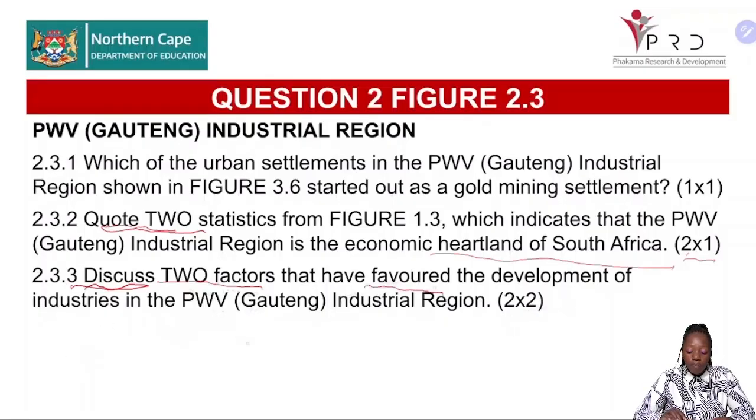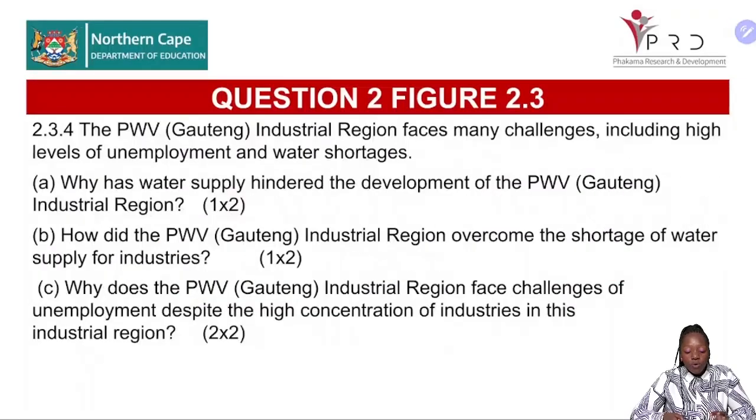industries in the PWV Gauteng regions. Your 2 times 2 means the 2 responses will give you 4 marks. Then again, if you only give 1 response which is correct, then you get 2 marks and you lose another 2 marks. Then your next question will be your 2.3.4.